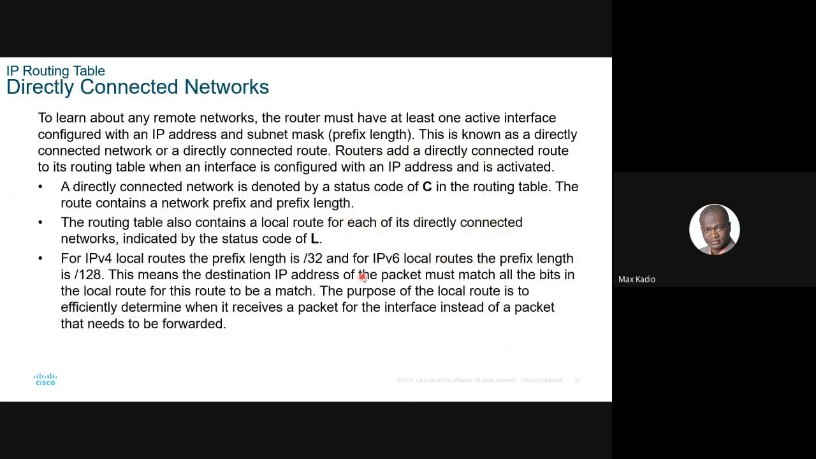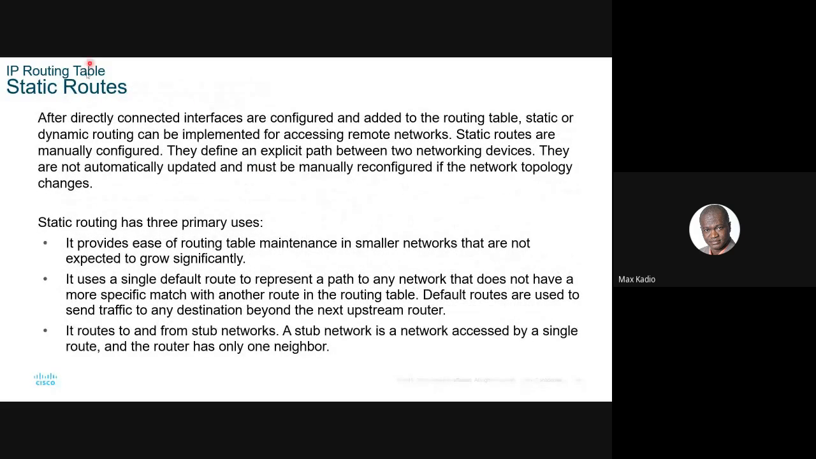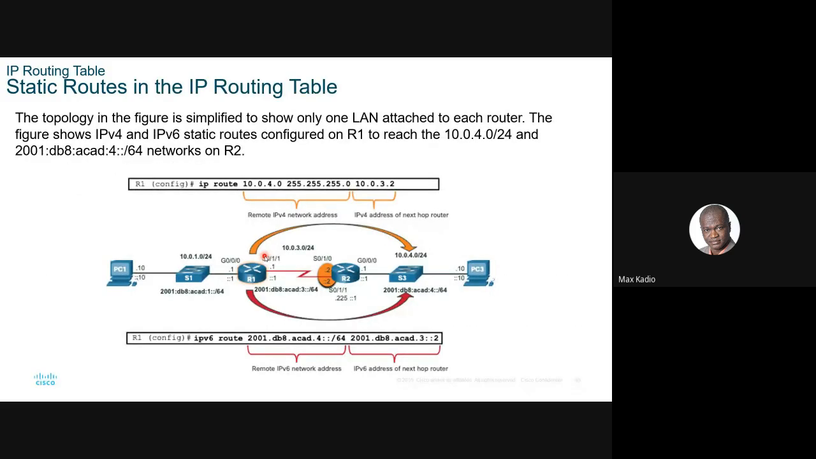Okay. So if it's directly connected, you'll see C. If you see L, it's the IP address of the interface that is connecting this directly connected network. So static routes, as you know, we add manually ourselves. There is a command for that. So this is an example of a static route.